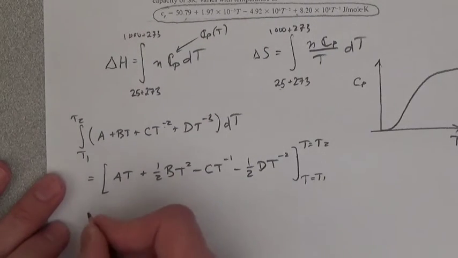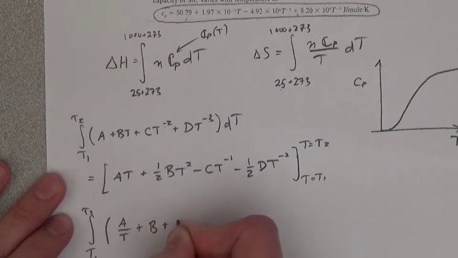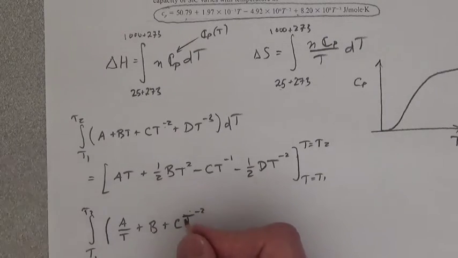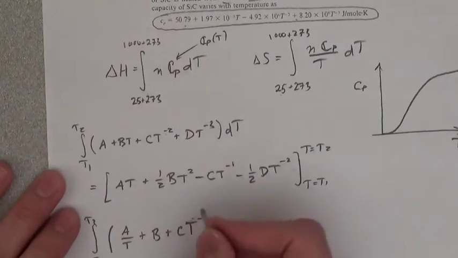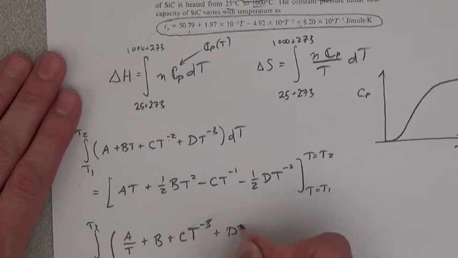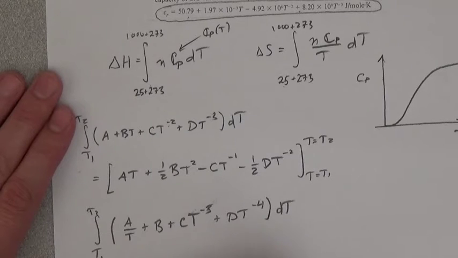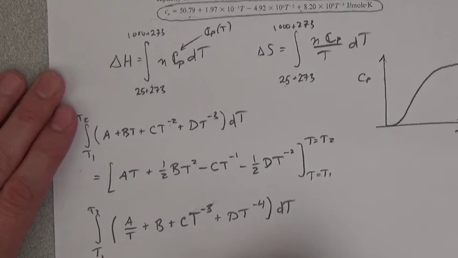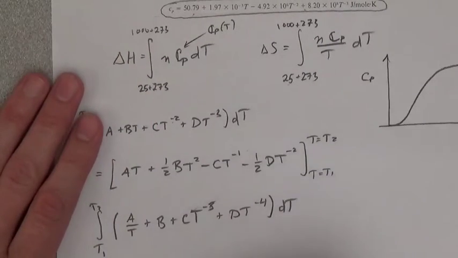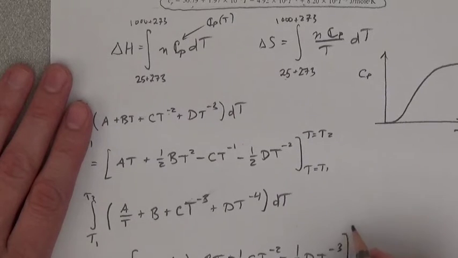And for the entropy term, the integral from T1 to T2 of A over T plus B plus C T to the minus 3 plus d T to the minus 4 dT is equal to a natural log T plus b T minus 1/2 c T to the minus 2 minus 1/3 d T to the minus 3 evaluated at T equals T1, T equals T2.